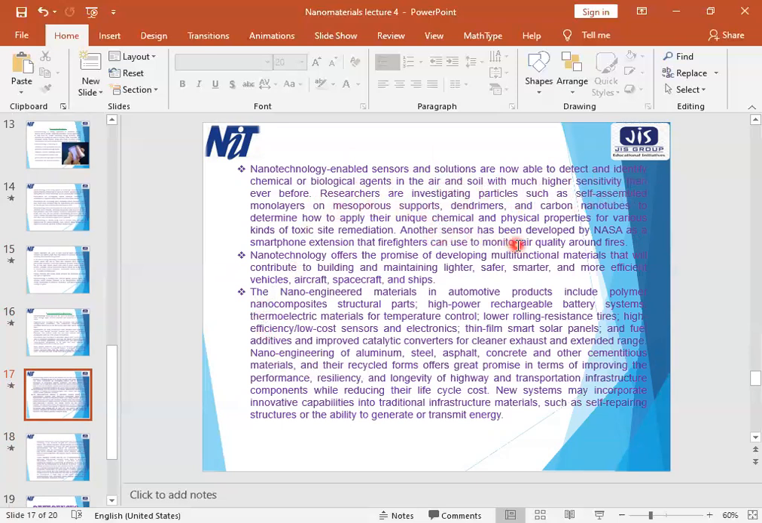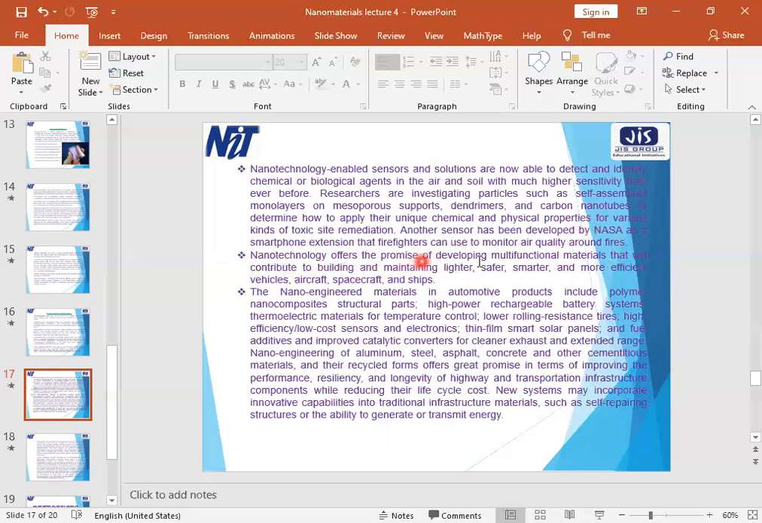So, another sensor has been developed by NASA. A sensor is developed by NASA as a smartphone extension that firefighters can use to monitor air quality around fires. If there is a fire and the firefighters want to know what the quality of the air is, that smartphone will give the idea because of the use of nanomaterials.